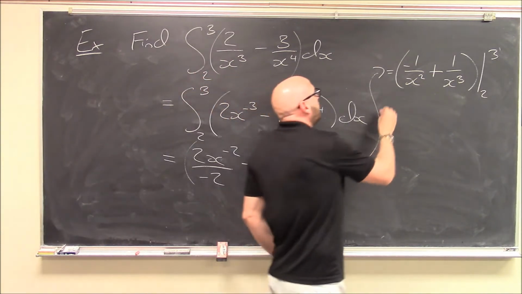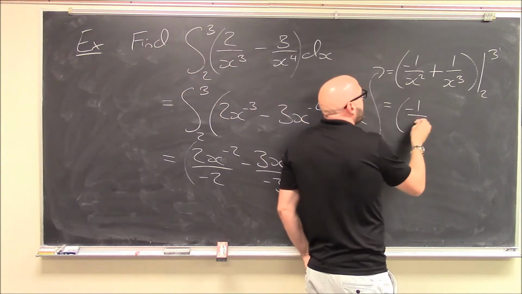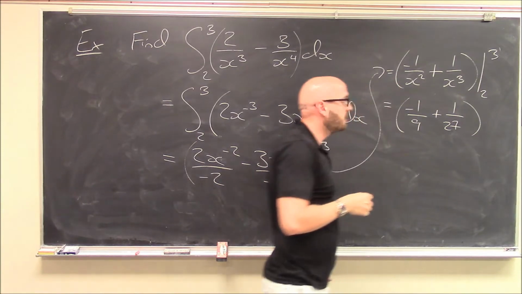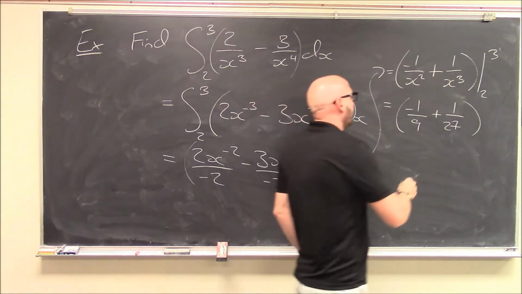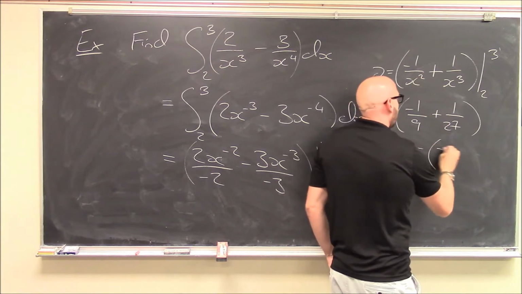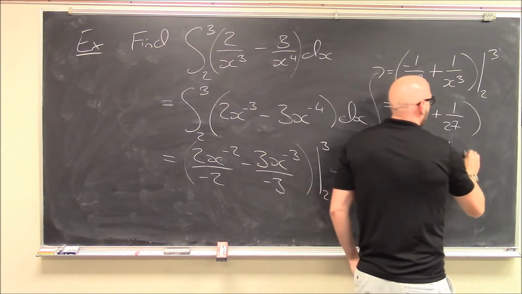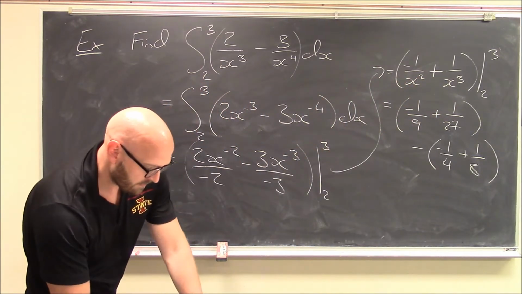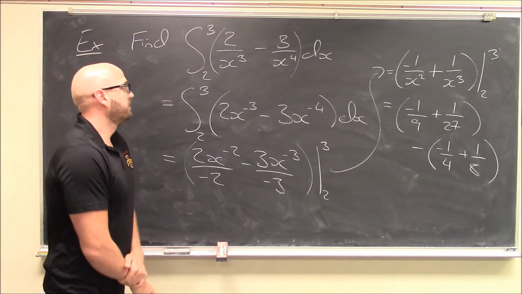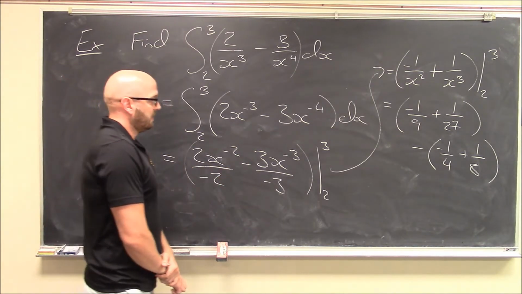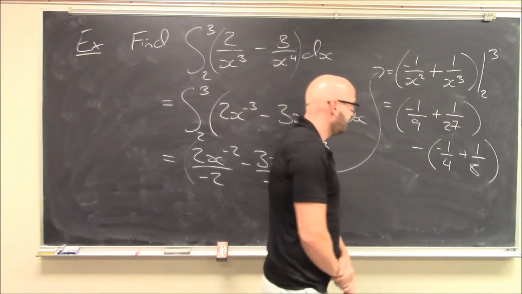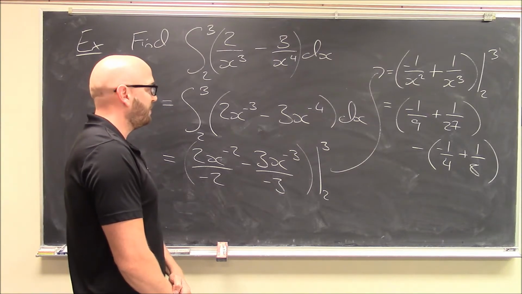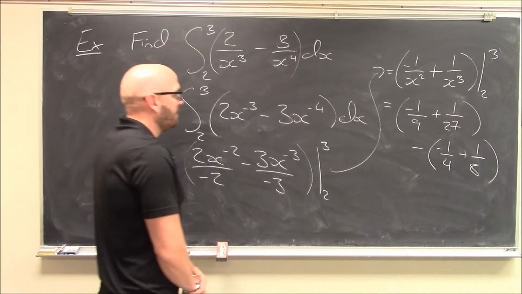And we'll just plug in our numbers now. We're looking at minus 1 over 9 plus 1 over 27, whatever that is, minus, plug in 2, minus 1 over 4 plus 1 over 8. And now you do some fancy algebra to put these over a common denominator. Doesn't look like they're going to have anything in common for quite a while. You'd have to do 27 times 8, I believe. It's a really big common denominator.